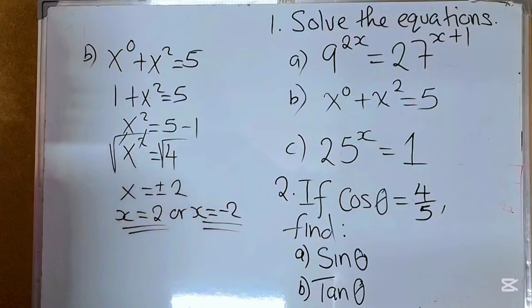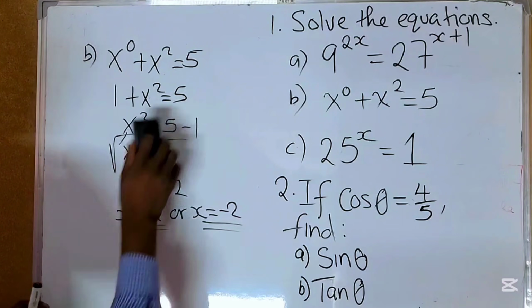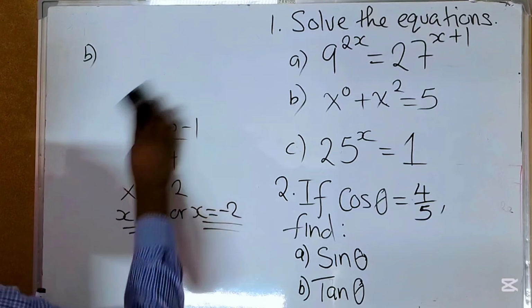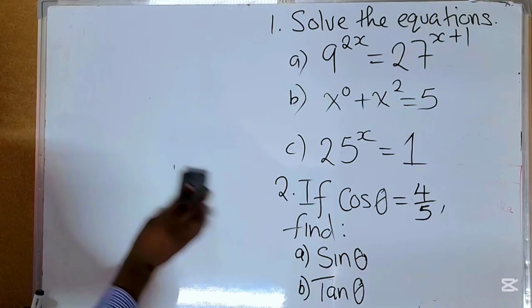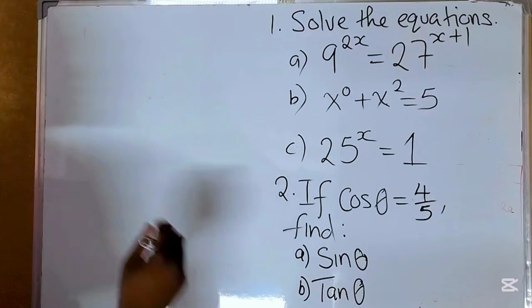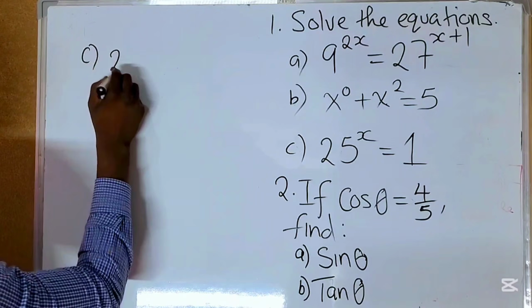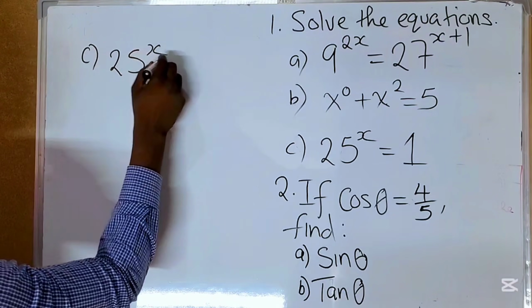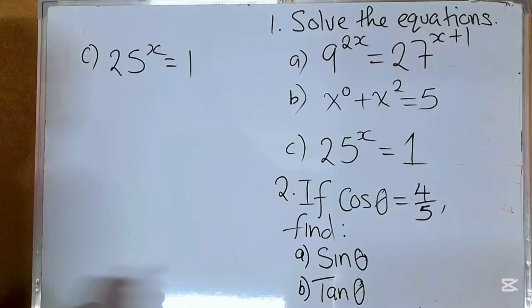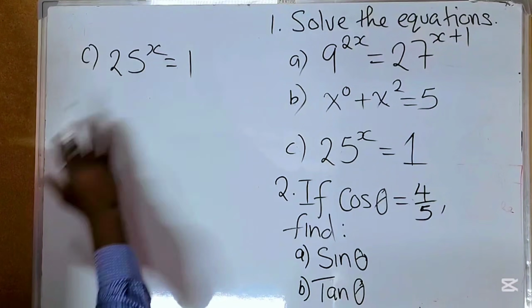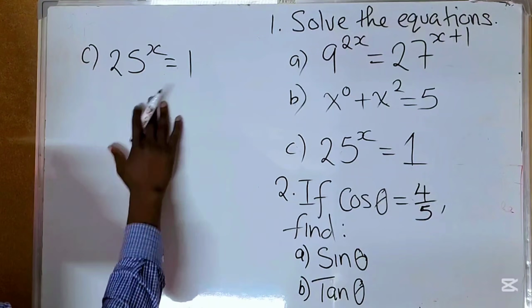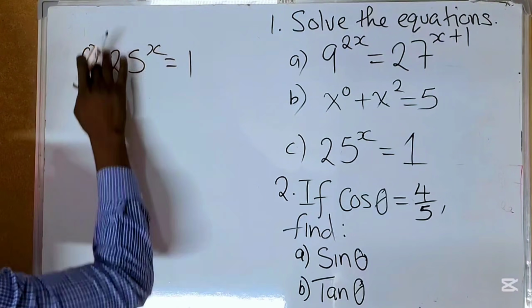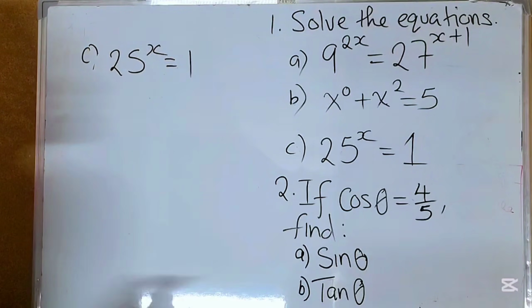Let's go to question C. All right, question C here is 25 to the power x is equals to 1. All right, now you need to make bases the same to solve this one. Remember, now look at this. This might look difficult, but it is actually simple.